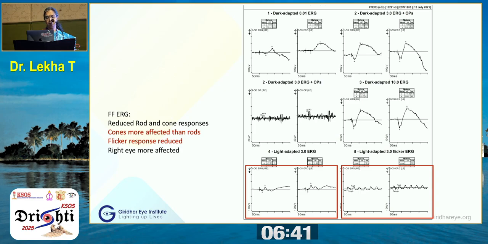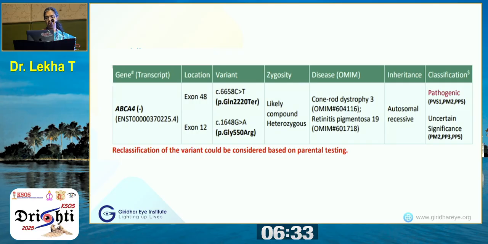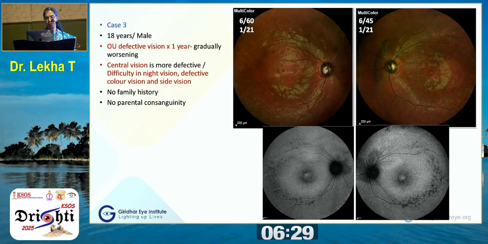And in the ERG, we can see that the rod response is reduced, but the cone response is reduced more than the rod response. And genetic testing again showed a pathogenic variant in ABCA4, but due to cone rod dystrophy.